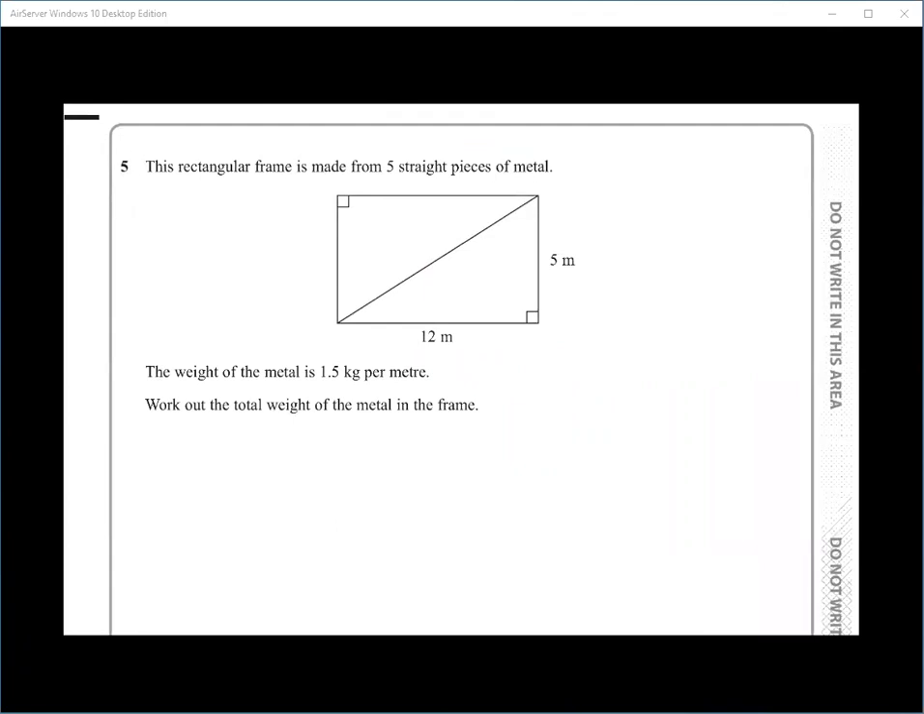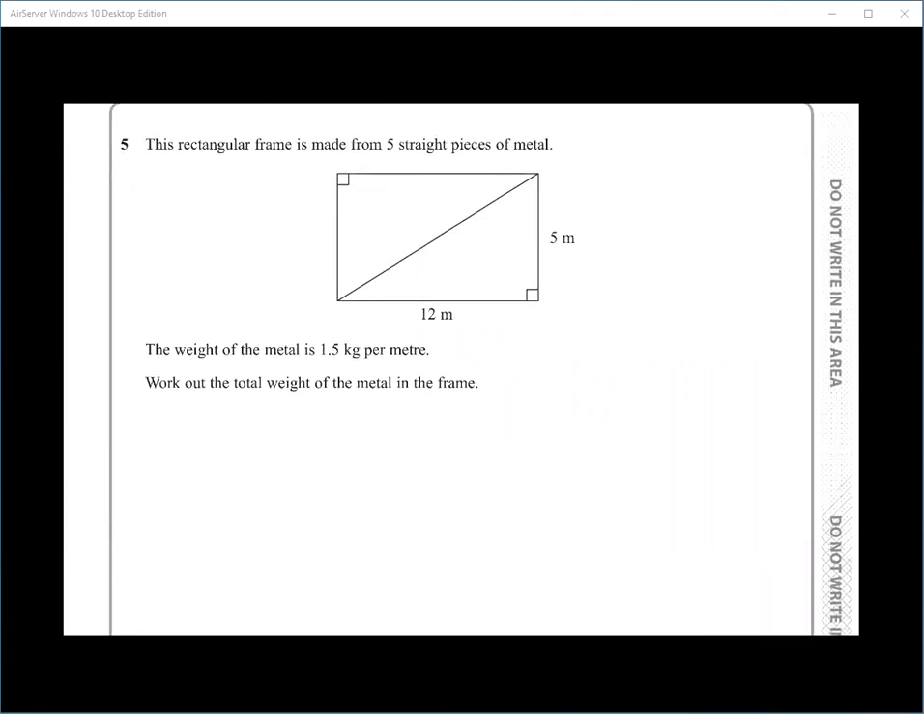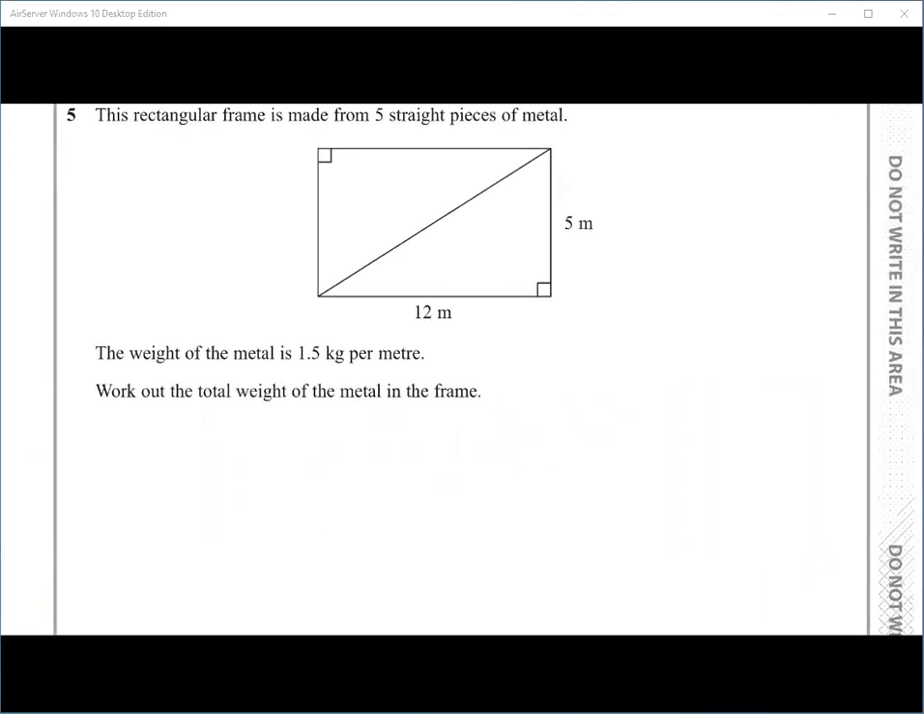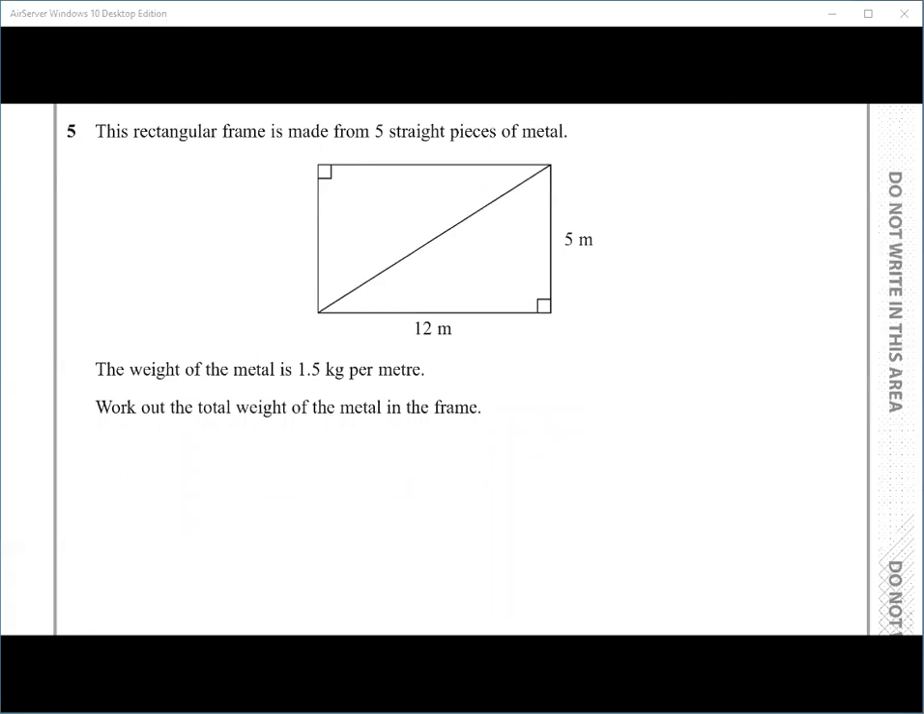Okay, right. Question number 5, you've got to work out the weight of this metal frame. Okay, Layla, please. Question number 5. Okay. This rectangular frame is made from 5 straight pieces of metal. The weight of the metal is 1.5 kilograms per meter. Work out the total weight of the metal in the frame.